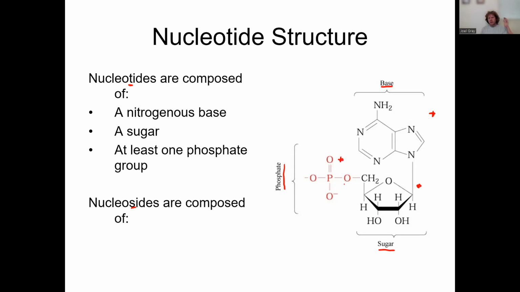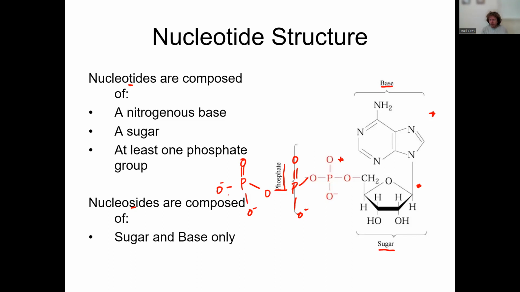And that is mentioned as at least one phosphate because, well, you can have a chain of phosphates. So here, or it could be 3 phosphates. So at least one phosphate. So the presence of those 3 components, phosphate, a nitrogenous base, and a sugar, make up a nucleotide.